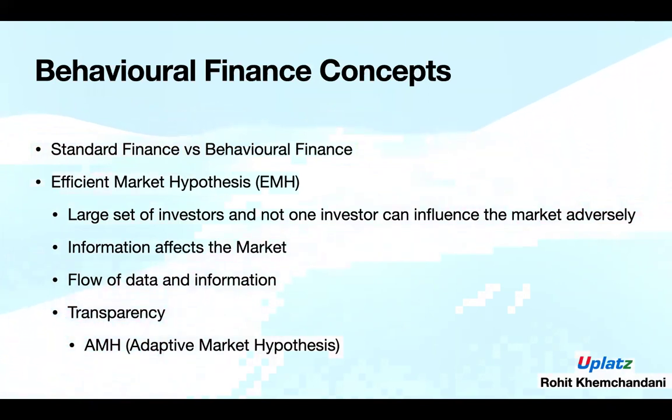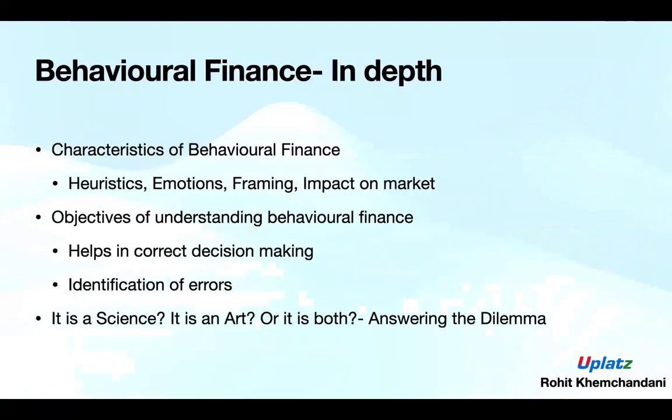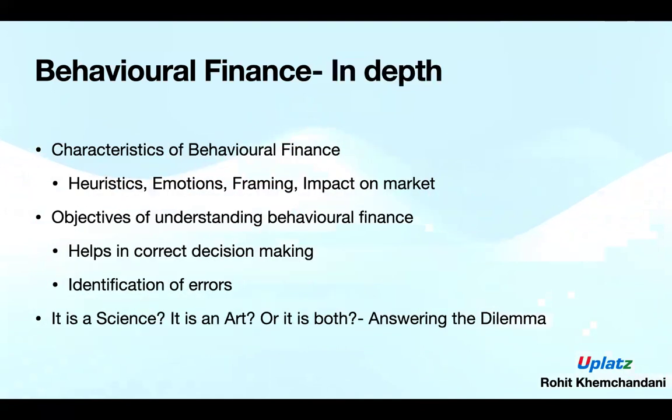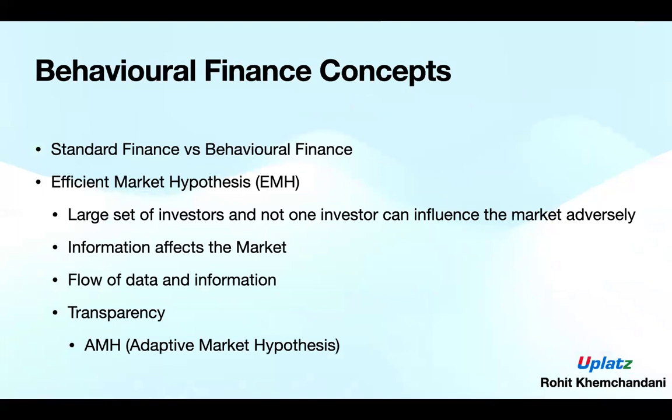It can be a science, it can be an art. It is subjective in nature. It is dependent on emotions and on psychology. We have already seen that sociology, psychology, and finance are all interrelated, and it comes down to behavioral finance. And when we add economics and psychology together, behavioral finance can be explained from that front. So both are quite different. Now we are going to understand this in a much deeper way.